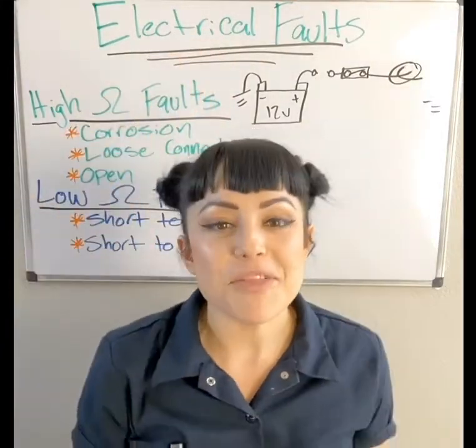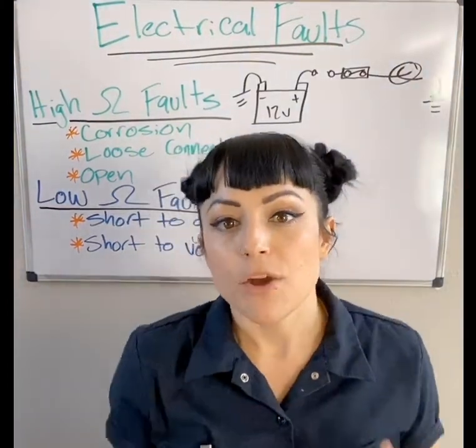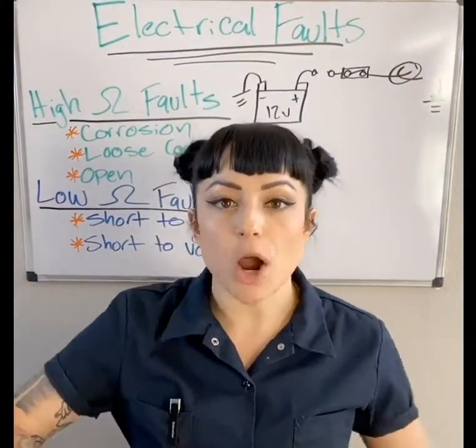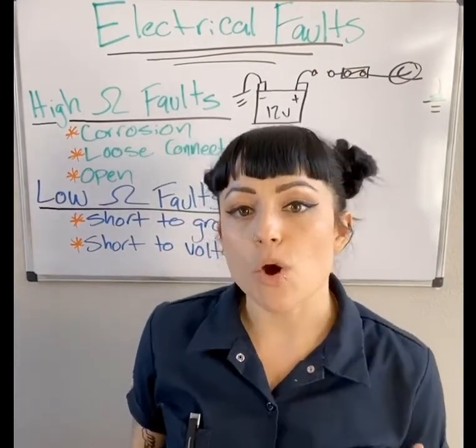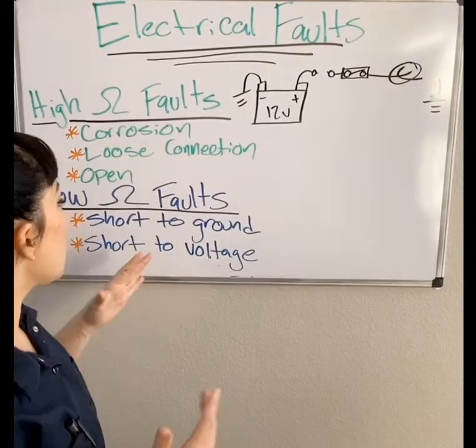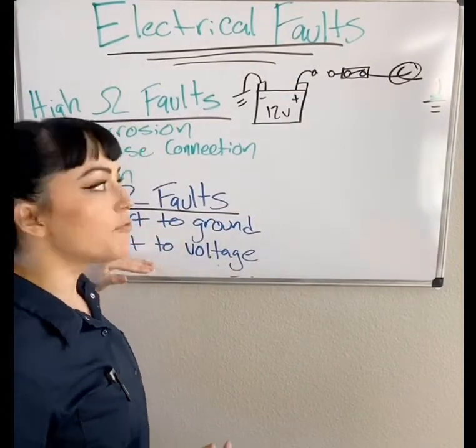Now we remember that we have protection in our circuit because of this problem, right? If the amperage spikes up too much, our wires can't handle it. Things catch on fire. We don't want that to happen. So when and how does this work? We've got two different types. We've got a short to ground and a short to voltage.